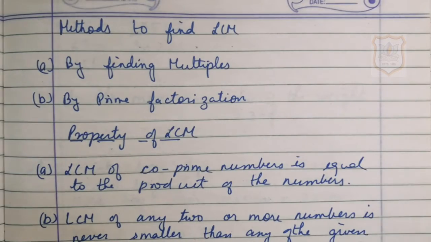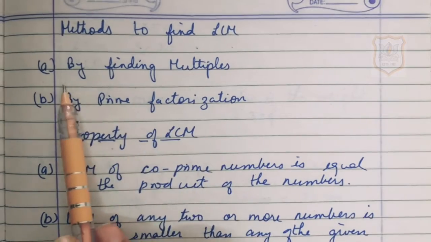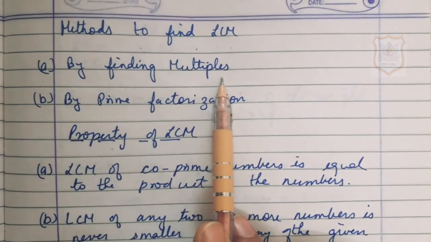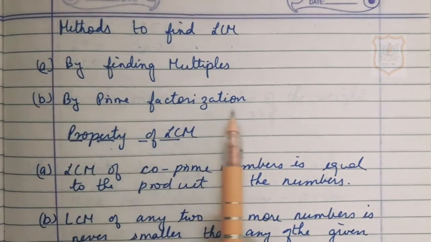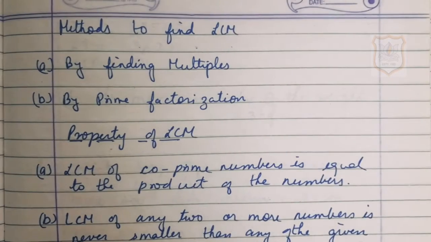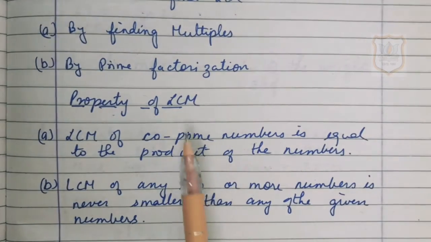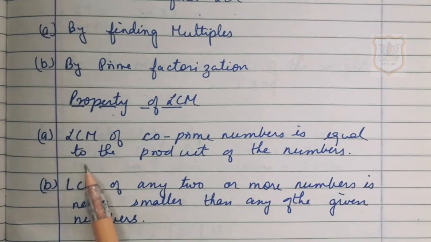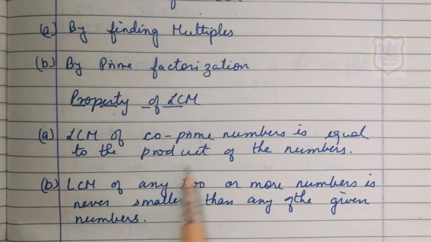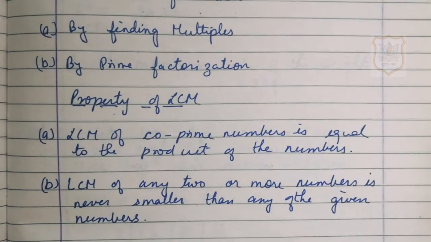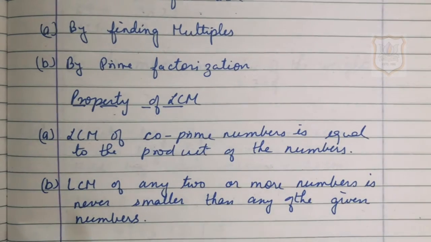Now students, here also the methods to find LCM are by finding multiples, and second by prime factorization. Now, property of LCM. A. LCM of co-prime numbers is equal to the product of the numbers. Students, if you have to find out the LCM of any two co-prime numbers, then we just multiply those two co-prime numbers to find out the LCM.